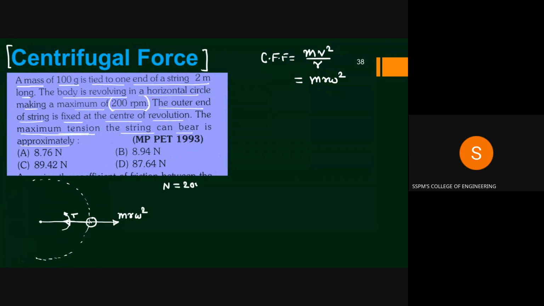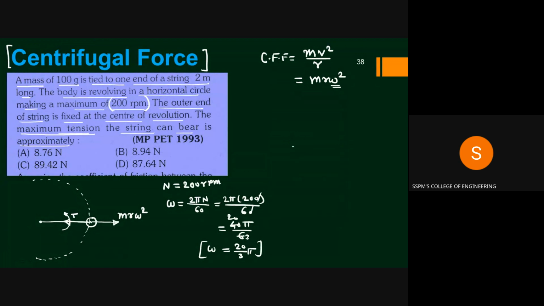N is given. This is 200 rpm. From this n, we can determine the omega value because finally we want to put the value of omega in the equation of centrifugal force. So the formula for omega is 2 pi n divided by 60. Just put the value of n. So this is 2 pi into 200 divided by 60. You can simplify this, so you will get 40 pi divided by 6. Further simplifying, this is 20 by 3 into pi. So this is the value of omega.